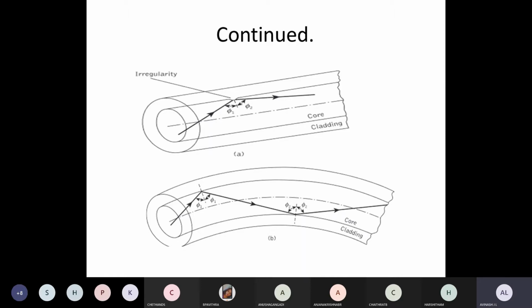In this particular diagram, you can see that in the first, the top diagram, there is an irregularity. That irregularity is like an elongation in the core structure. In that elongation, the angle of incidence must match the angle of reflection.